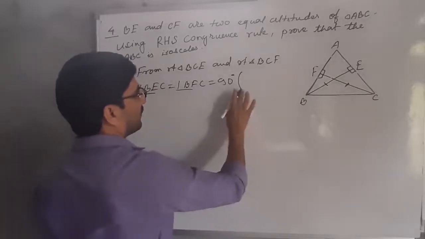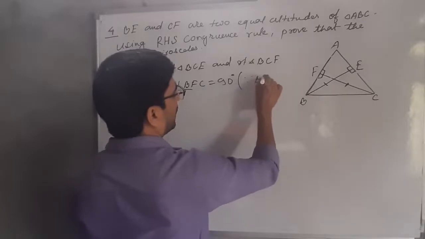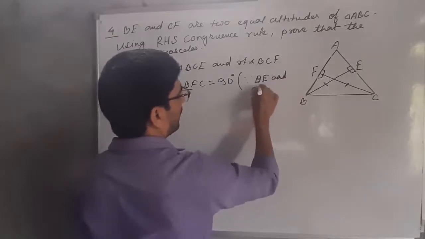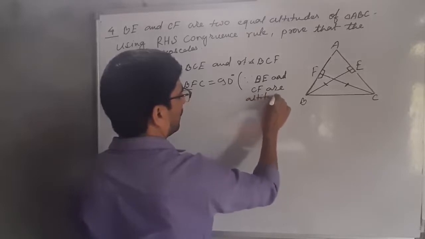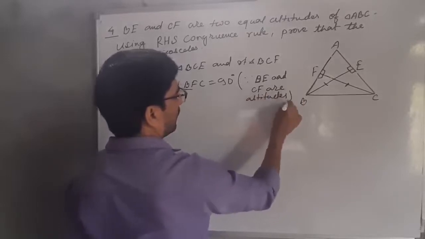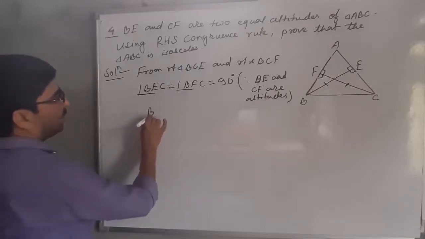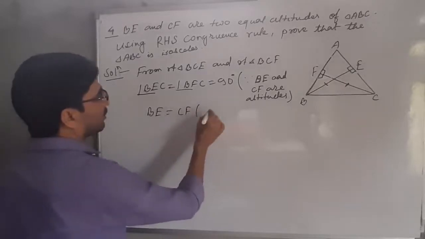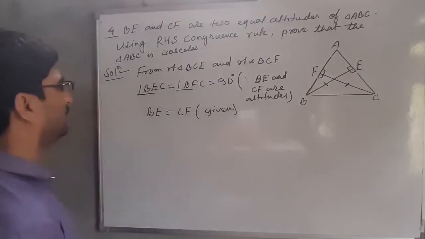Since BE and CF are altitudes. Next, BE equal to CF. The altitudes are equal. This is given in the question. Altitudes are equal, it is given.